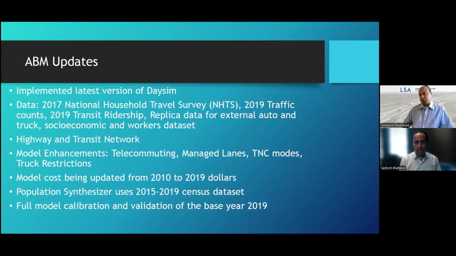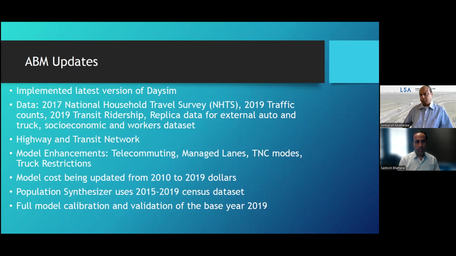And the big change in the model was the use of Replica data for the external auto and truck trips. We were using the statewide model in our previous version. Because we noticed a few inconsistencies and outdated information in the statewide model, we were exploring some other alternatives and decided to go with big data. So we have used Replica for this latest update of the ABM.